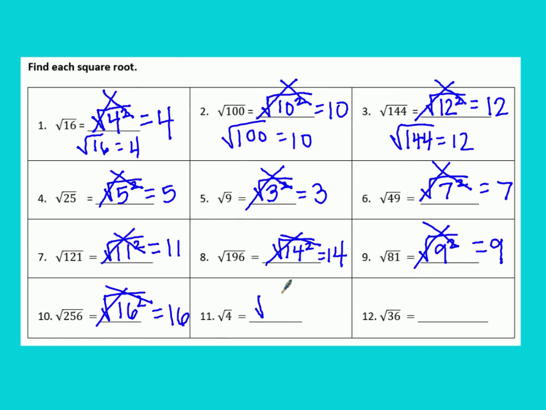Square root of 4. 4 equals 2 squared, so we can get rid of the square root and the square, so the square root of 4 is just 2. And in this last example, the square root of 36 can be rewritten as 6 squared. Square root and the square are opposites, so they undo each other, and we are just left with 6.